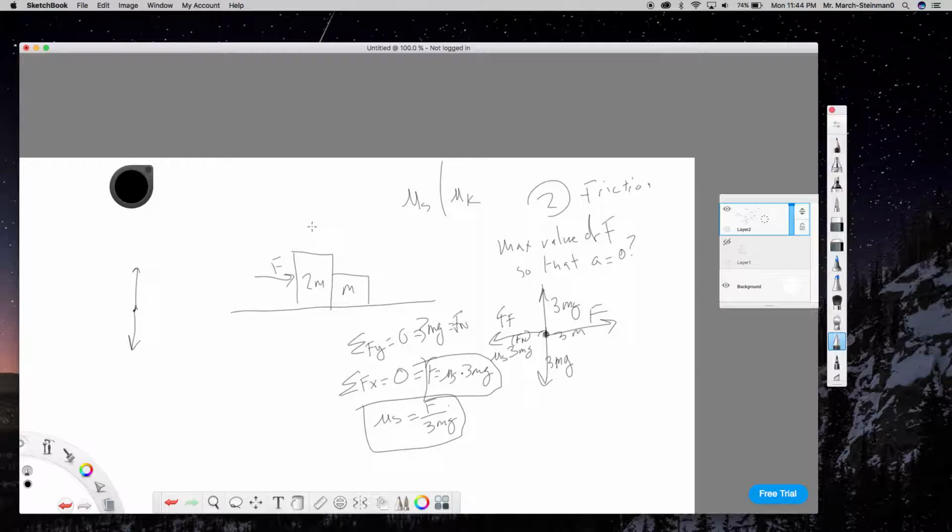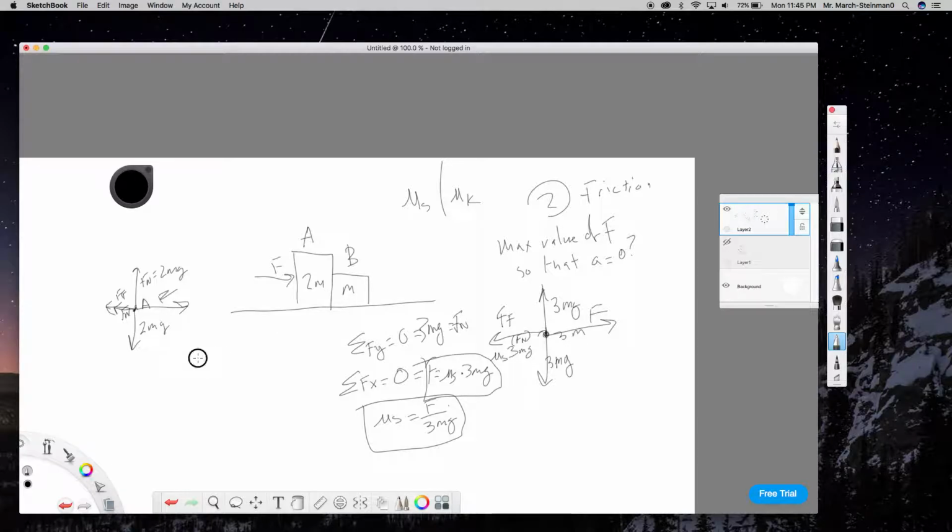This is for my 2m, mass A. And I'd say that we have 2mg down. I'd say we have, therefore, my normal force up. I have my applied force to the right. I have my frictional force back, plus another force back, my normal force from M.